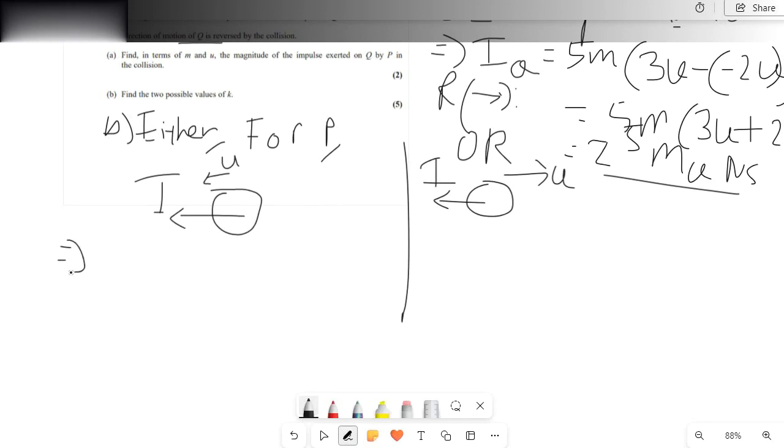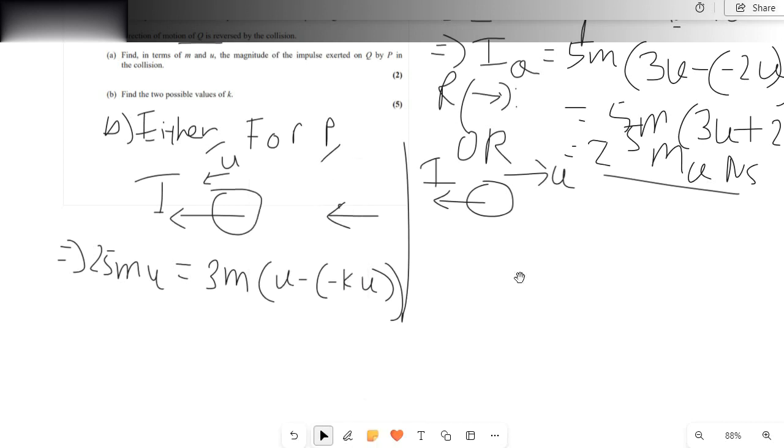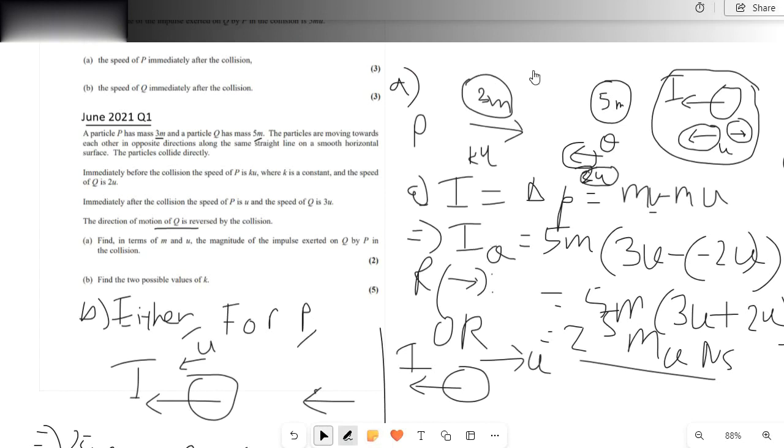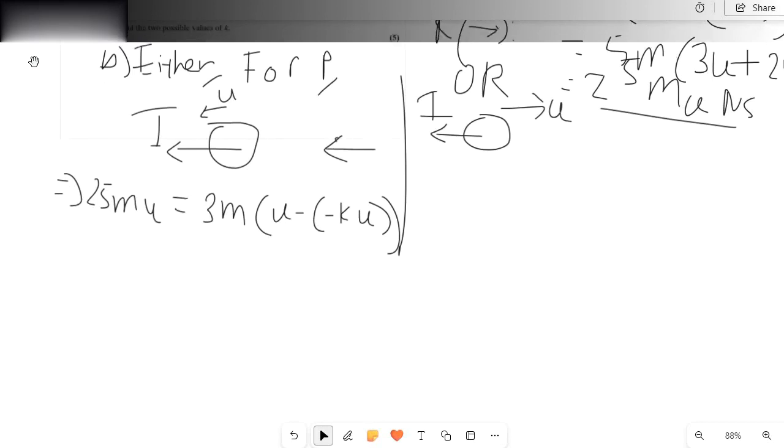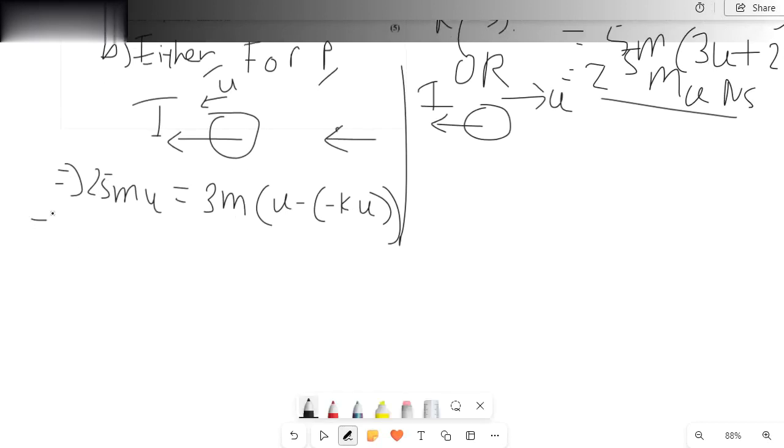Therefore, for the left side, we have 25mu is equal to 3mu minus ku, because we're assuming that the left side is positive, and as we know, ku was initially moving to the right, therefore ku should be negative. And so this should be 25mu divided by 3m is equal to u plus ku.